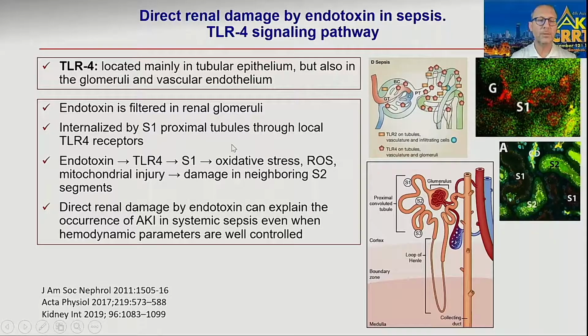Endotoxin is filtered in renal glomeruli and internalized by S1 proximal tubules via toll-like receptor 4, and interactions between endotoxin and S1 tubules result in severe oxidative stress and damage in neighboring S2 segments. Direct renal damage by endotoxin can explain the occurrence of AKI in sepsis, even when hemodynamic parameters are well controlled. And here on these microscopic pictures, we can see endotoxin that concentrates in S1 tubules adjacent to glomeruli. 2 hours after endotoxin administration, oxidative stress is observed in S2 segments, but not in S1.